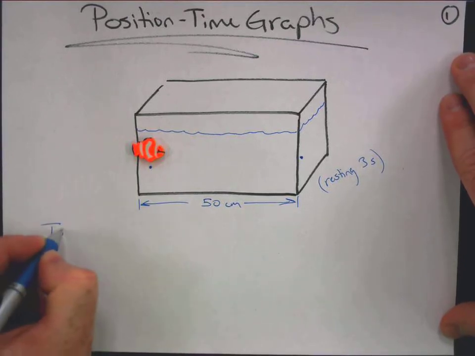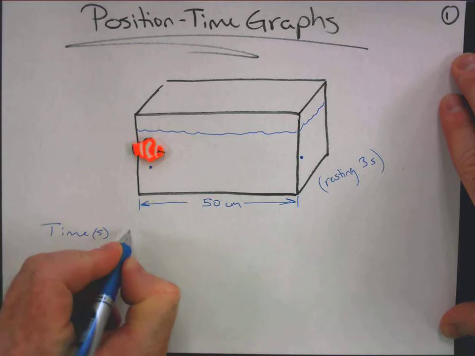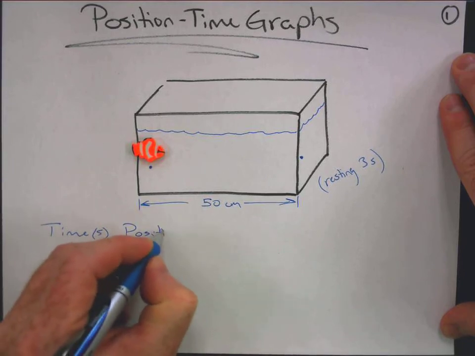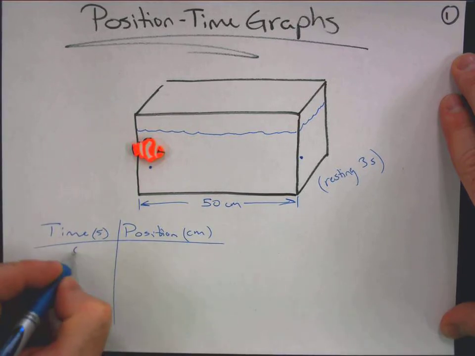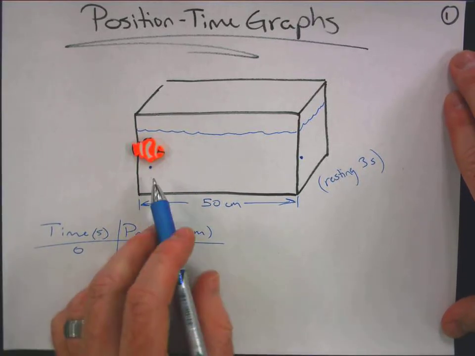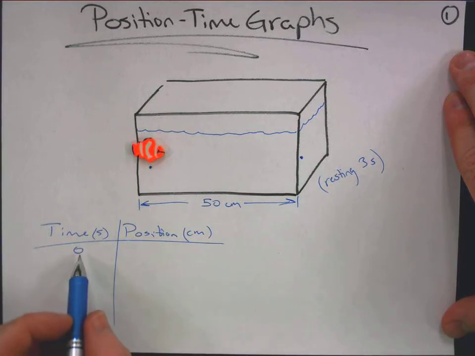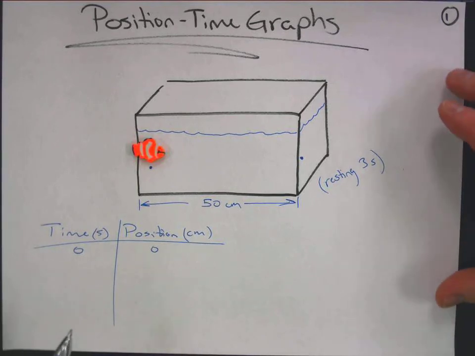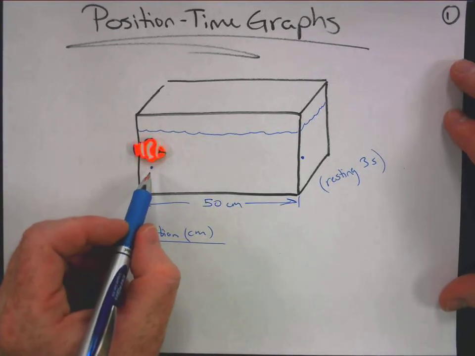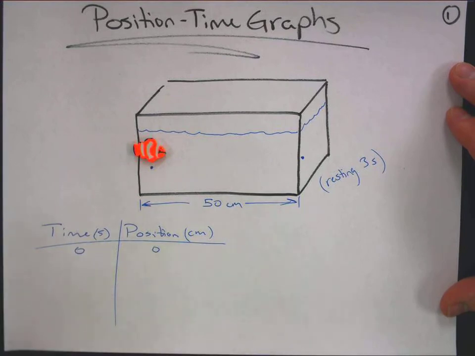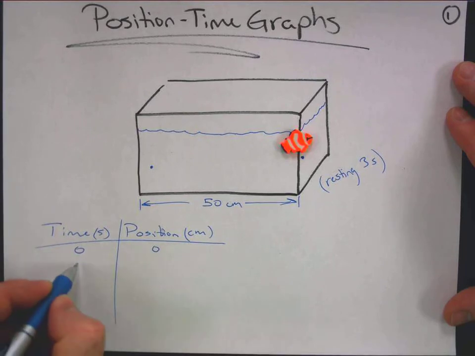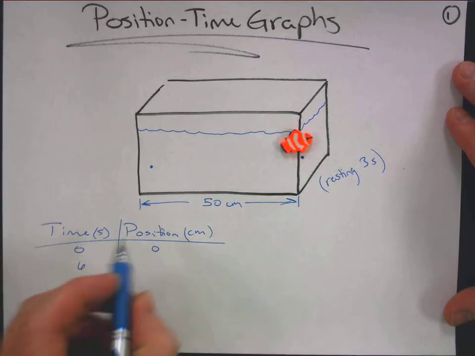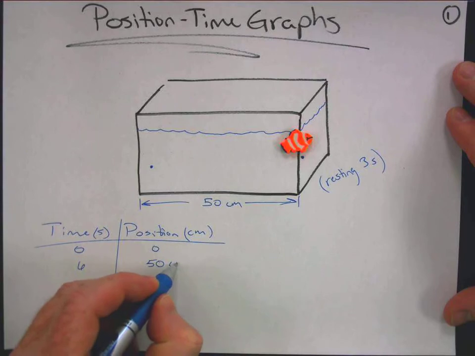We know at different times where he is. We're measuring time in seconds. We know position in centimeters. When we first start looking at his location, right here where we begin, no time has gone by, and he has moved zero centimeters. So you can kind of think of that initial location as the origin. That's kind of similar to an origin on a graph. 6 seconds he takes to go to the other side. So 6 seconds later, he has a new position of 50 centimeters.